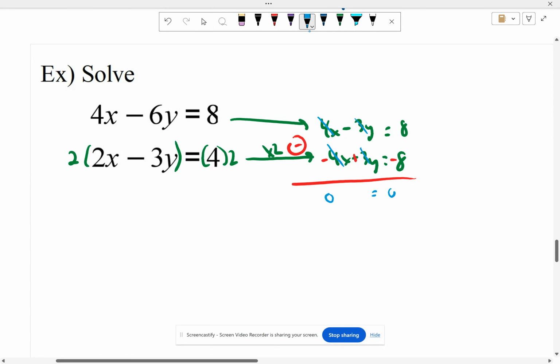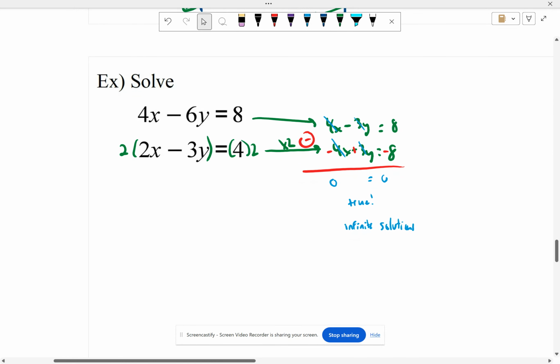Now the question is, is it a true or false statement? 0 equals 0 is true. So that means there's infinite solutions.